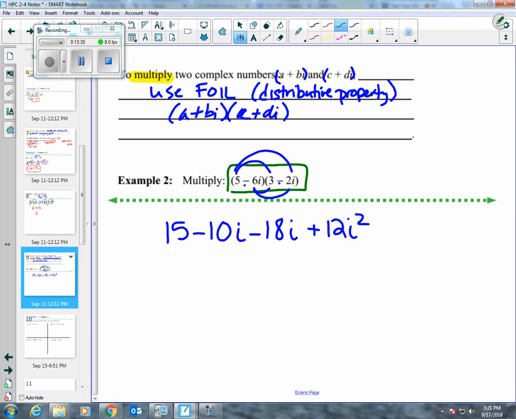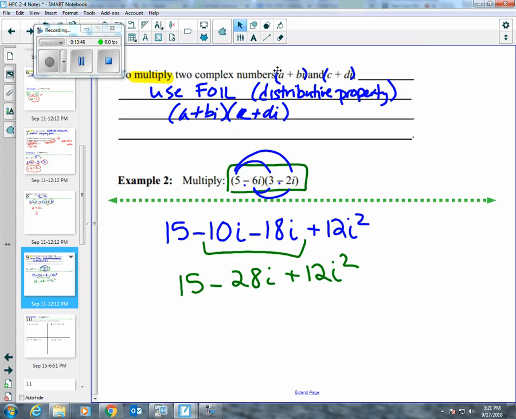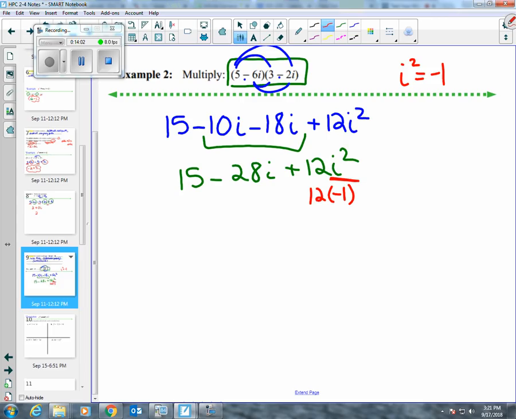Okay, let's talk about simplifying. I think most people would immediately look at those 2 i terms in the middle and say, yep, I can put those together. So minus 28i. Now, the thing that we have to remember that's unique about complex numbers is that this i squared is something. Remember, i squared is equal to -1. So we can make that substitution. So instead of just having a plus 12 there, what you actually have is a 12 times -1, or a negative 12. So 15 minus 28i minus 12.